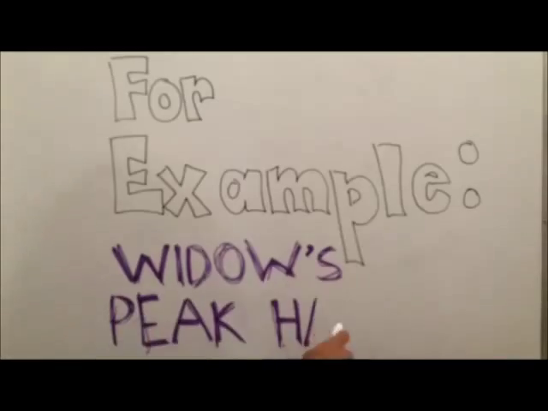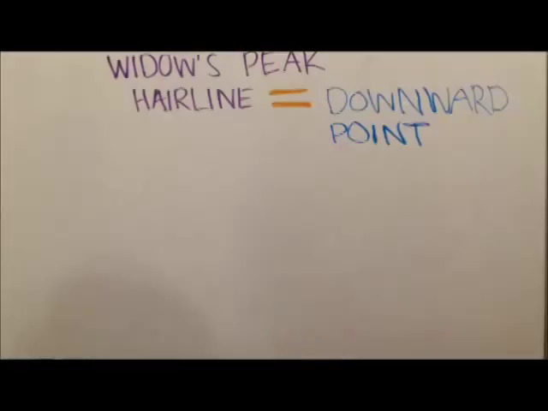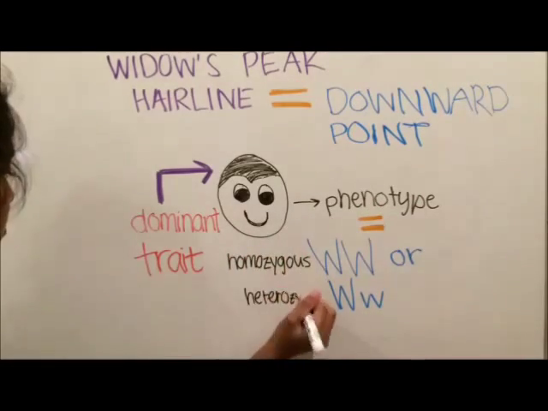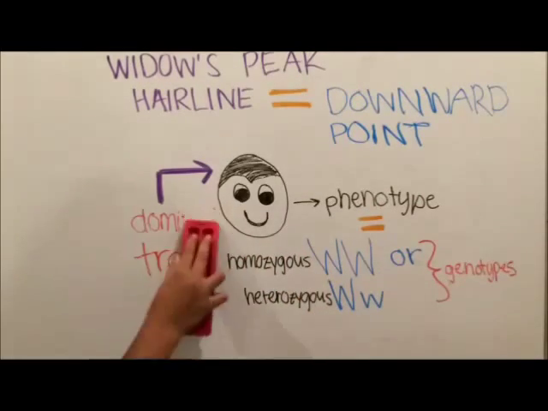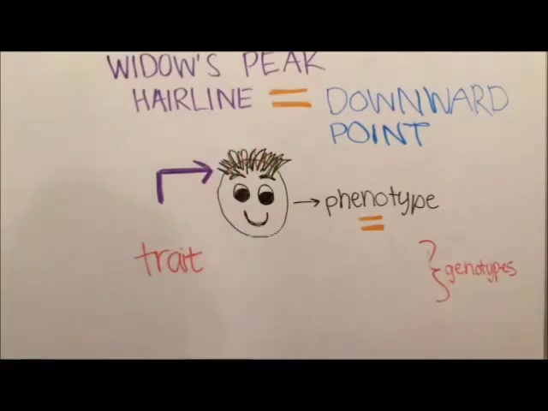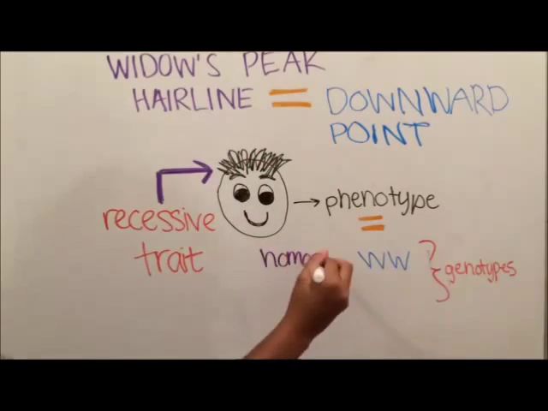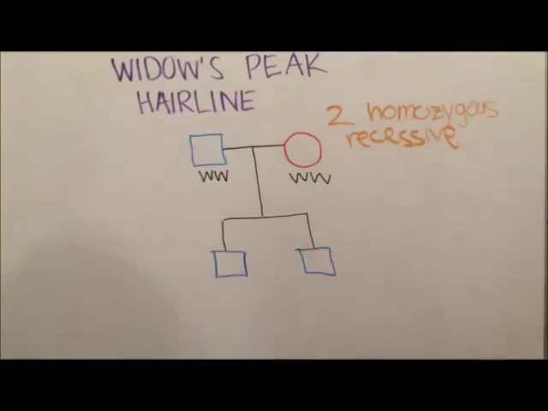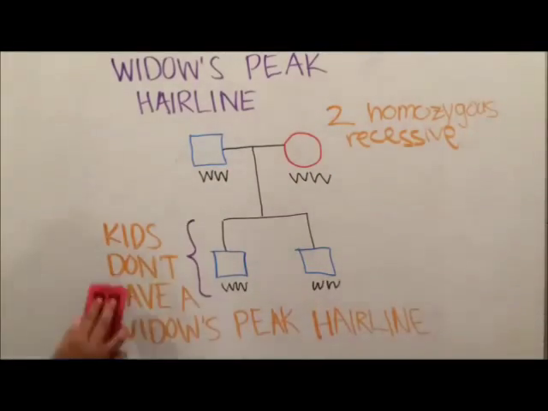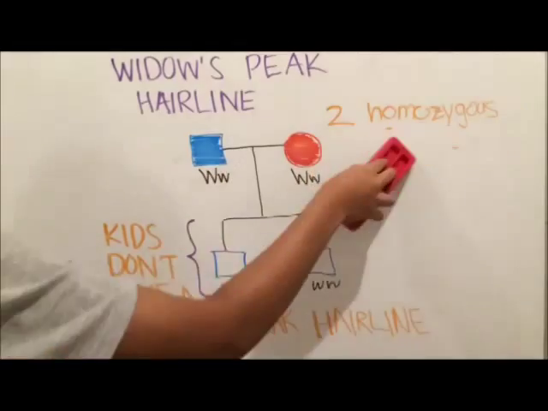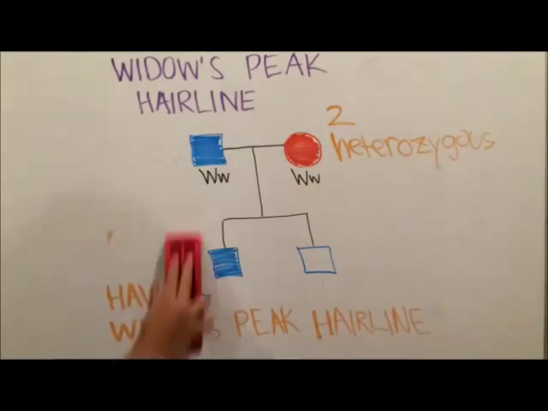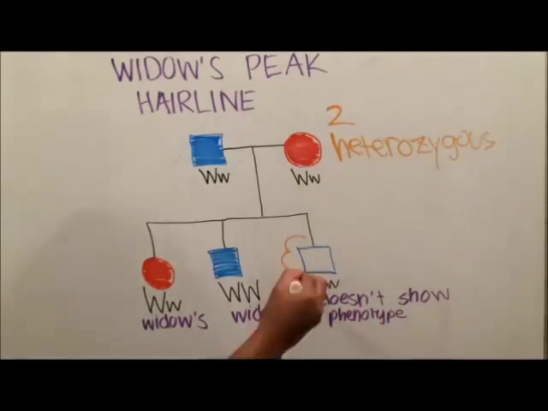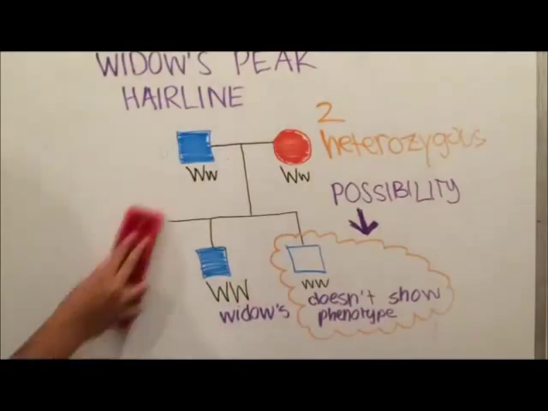For example, take a widow's peak hairline, where the hairline has a downward point. This is a dominant trait. So people who have this hairline either have a homozygous dominant genotype or a heterozygous genotype. If someone does not have a widow's peak, then their genotype is homozygous recessive. If two homozygous recessive people were married, then their kids wouldn't have a widow's peak hairline. However, if two parents are heterozygous for this trait, then it is possible for their child to be homozygous recessive for a widow's peak hairline.